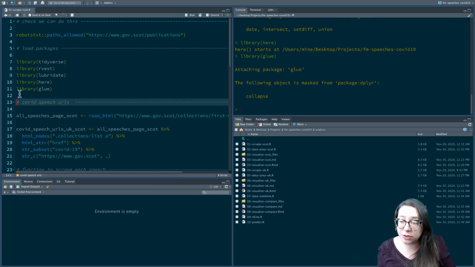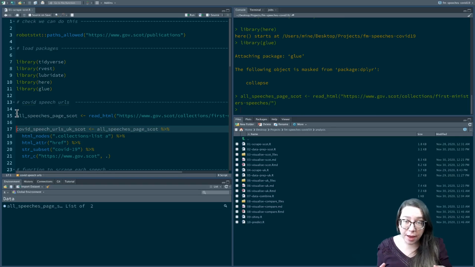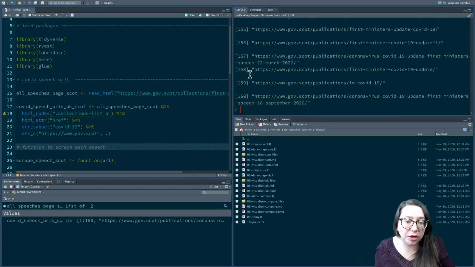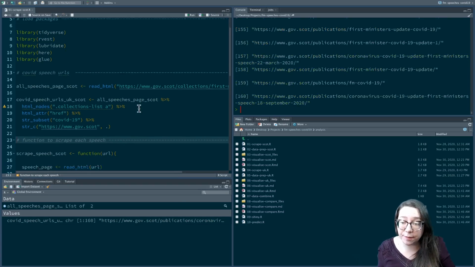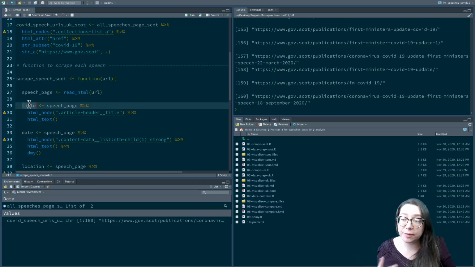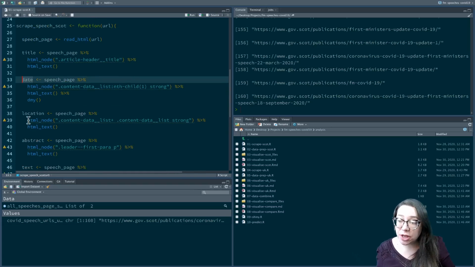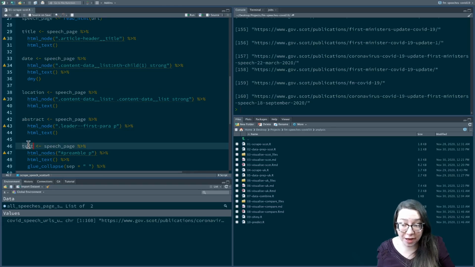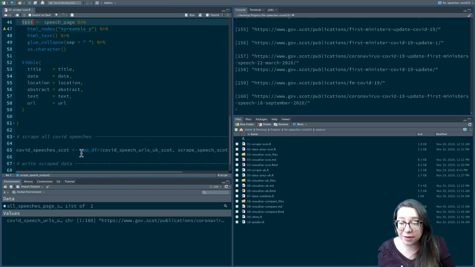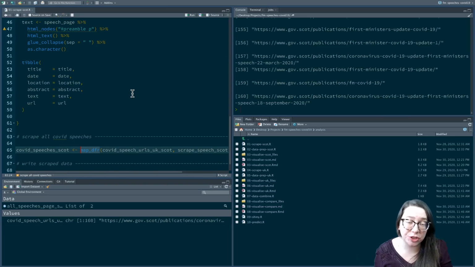And our process for doing these was to take a look at the main page that has information on all of the speeches, and then extract from that the URLs for these speeches. So we can take a look at these URLs. There are 160 of them. Then we wrote a function for going to each one of these URLs and getting out information like the title, the date of the speech, the location, the abstract, and the actual text, which is the majority of what we're going to focus on today. We combine all of these in a tibble. And then once we have our function ready, we can use the map_dfr function, which allows us to iterate over these URLs.